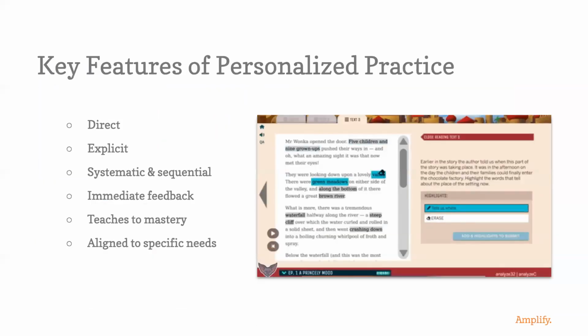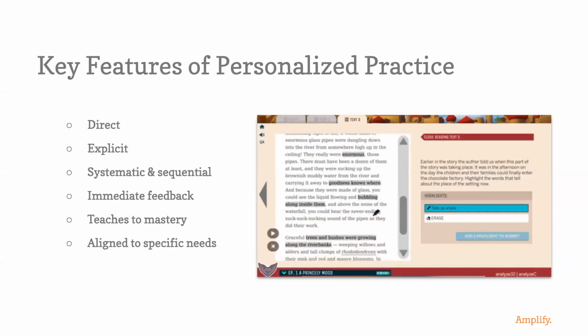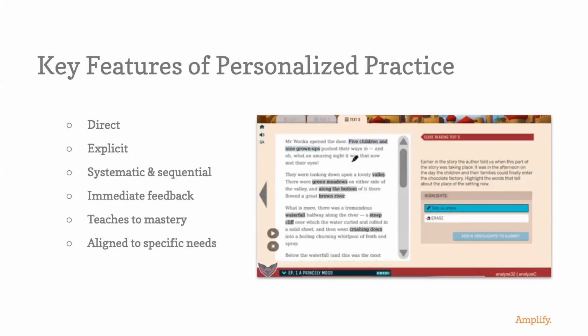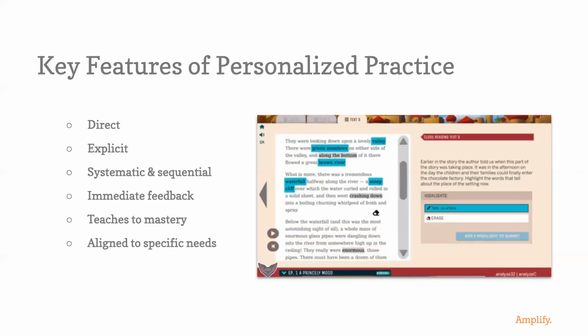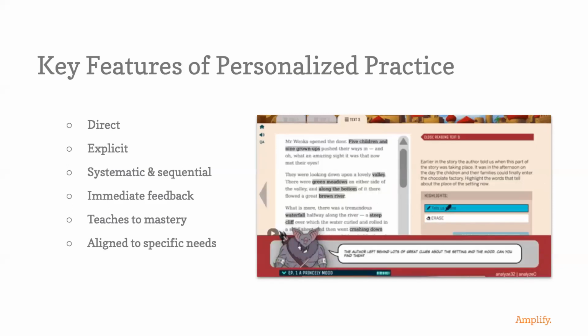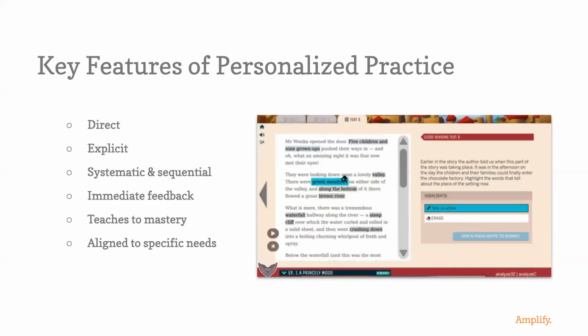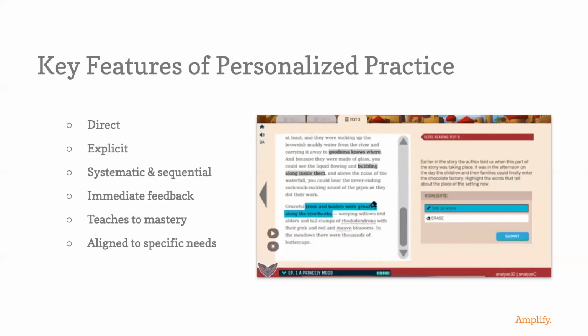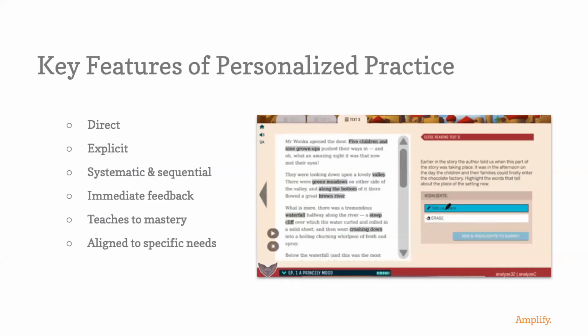Okay, so moving on, I did want to talk about overall, what are some of these key features of personalized practice? So we've gotten into what are the domains that we should see and that we do see in Amplify Reading, but then digging a little deeper, how are we instructing students in this digital platform? And so these things are, instruction should be direct and explicit. It should be systematic and sequential. These are all things that are probably review for all of you, but they're important to call out. We need immediate feedback. We should teach to mastery, and we've already gone through how Amplify Reading adapts so that it's aligned to students' specific needs.